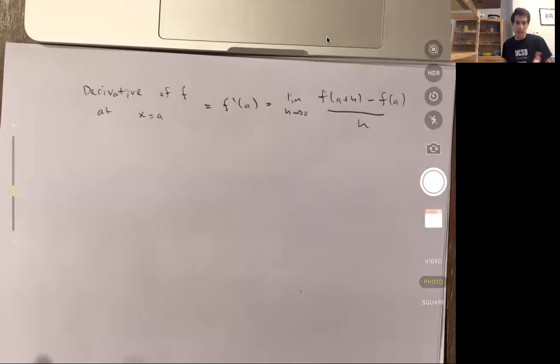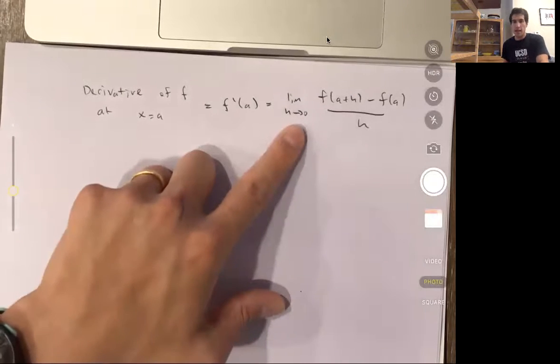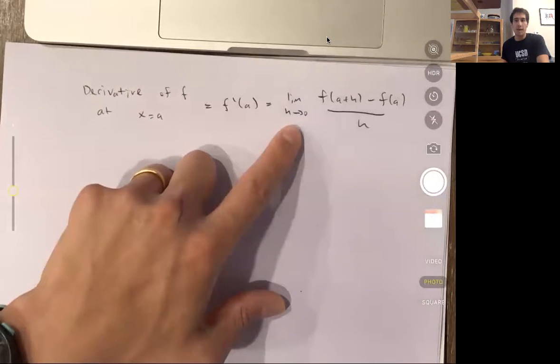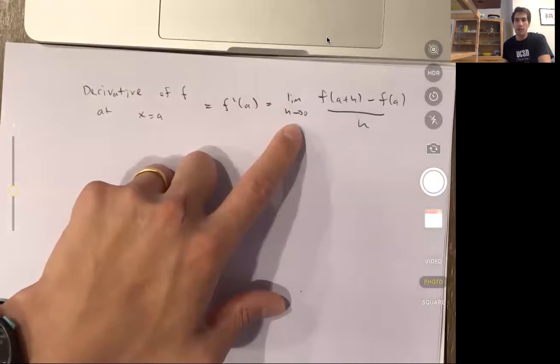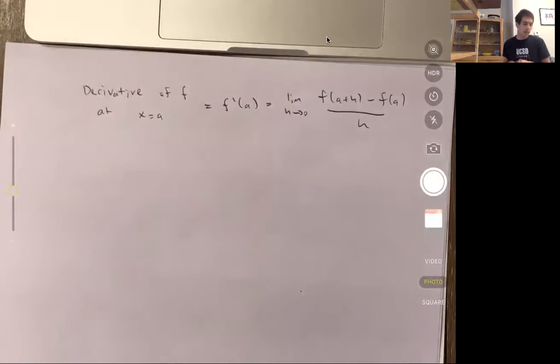And I should say, I didn't say this in the last video, but this is only defined if this limit exists. So this limit potentially might not exist. And if it doesn't exist, then the derivative is not defined at that point. So if the limit exists, then we say this is the derivative at A.